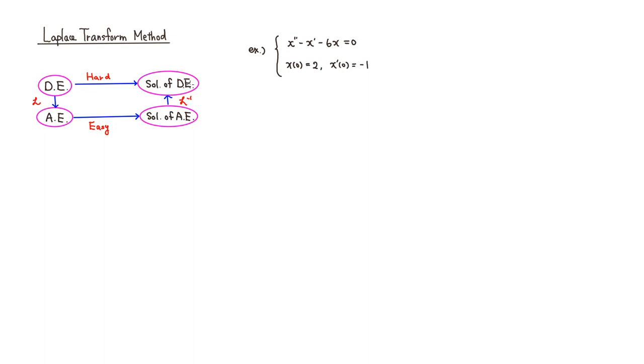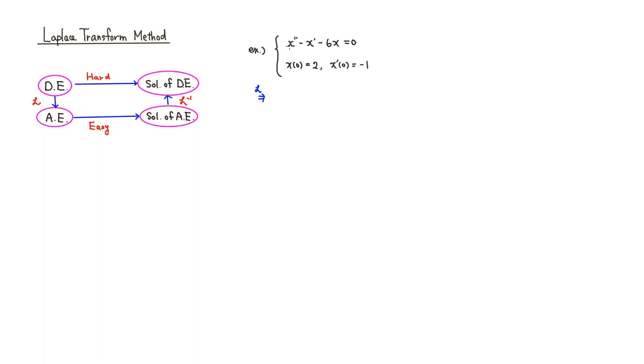We have a differential equation x double prime minus x prime minus 6x is equal to 0. Then initial value conditions are given to be x of 0 is 2 and x prime of 0 is negative 1. First we're going to apply the Laplace transform to the differential equation so that we can find the algebraic equation.